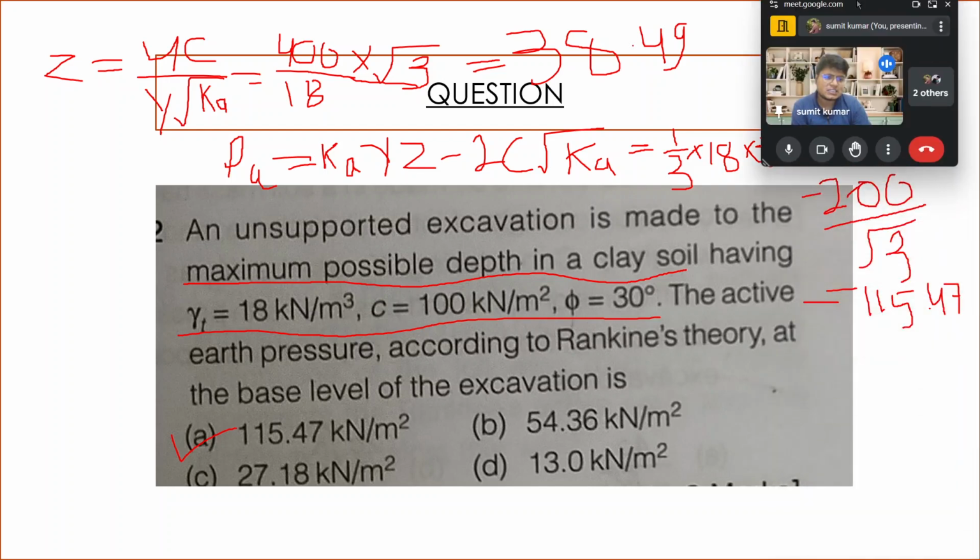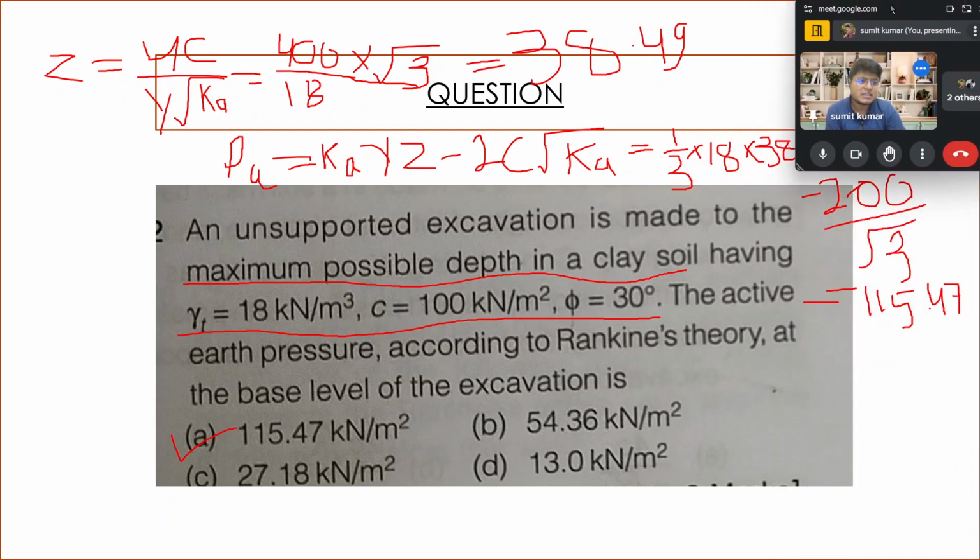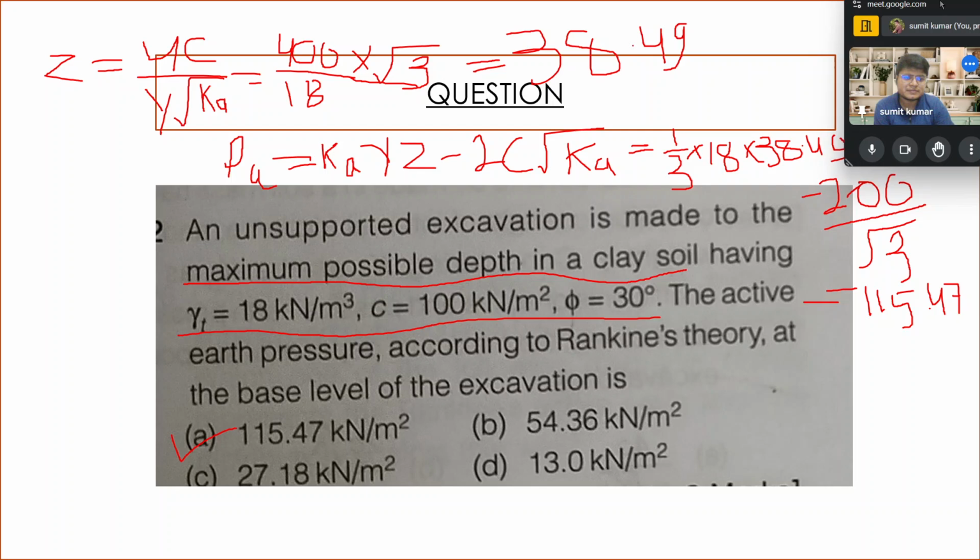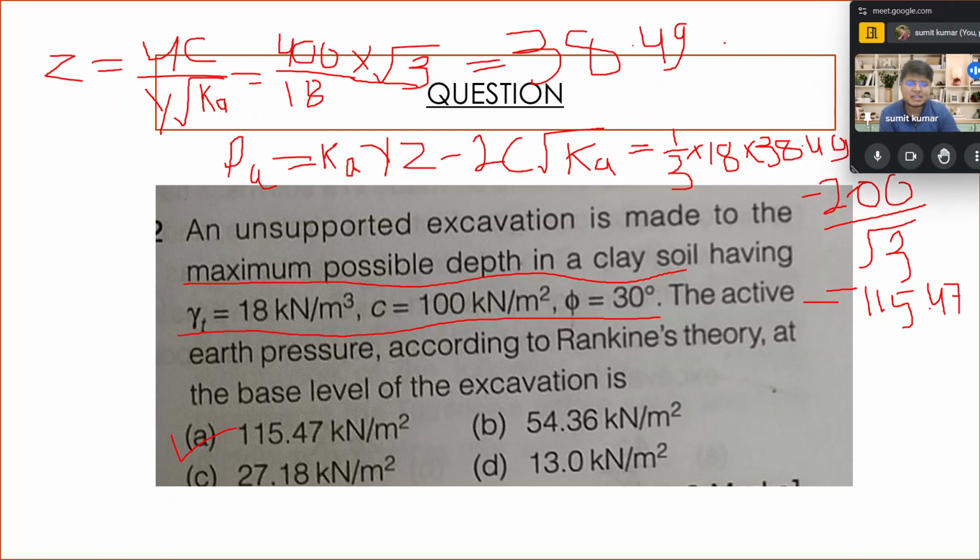How do we get that? By getting 4c by gamma root K. So 4c by gamma root K is nothing but 4 into 100, that is 400, by gamma is 18, root K is 1 by root 3. When it goes upside, it becomes 400 root 3 by 18. When we calculate that value, we get z as 38.49 meter. Now we are interested in getting the earth pressure at that depth in kilonewton per meter square.